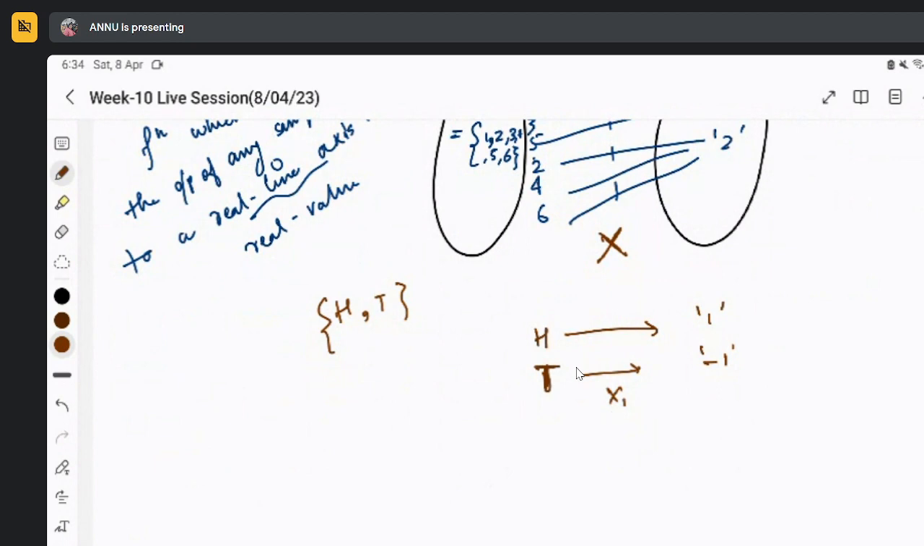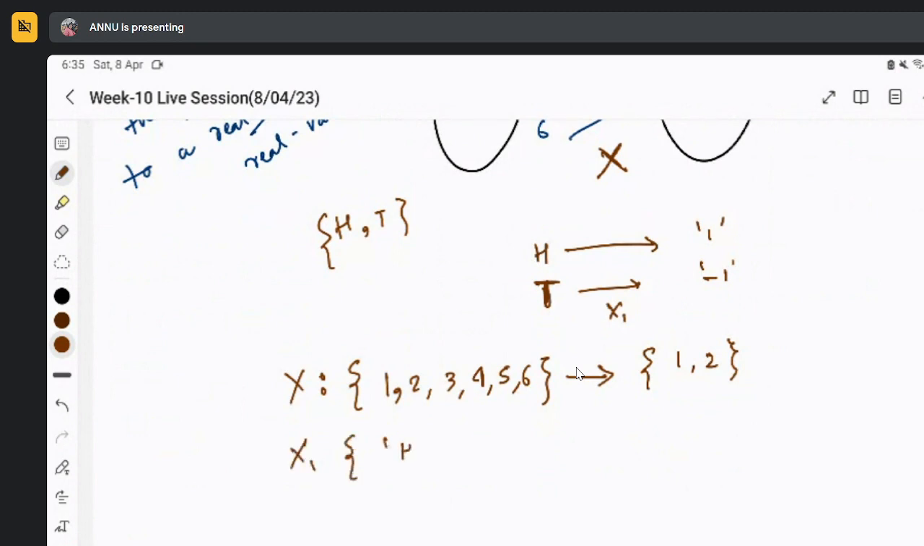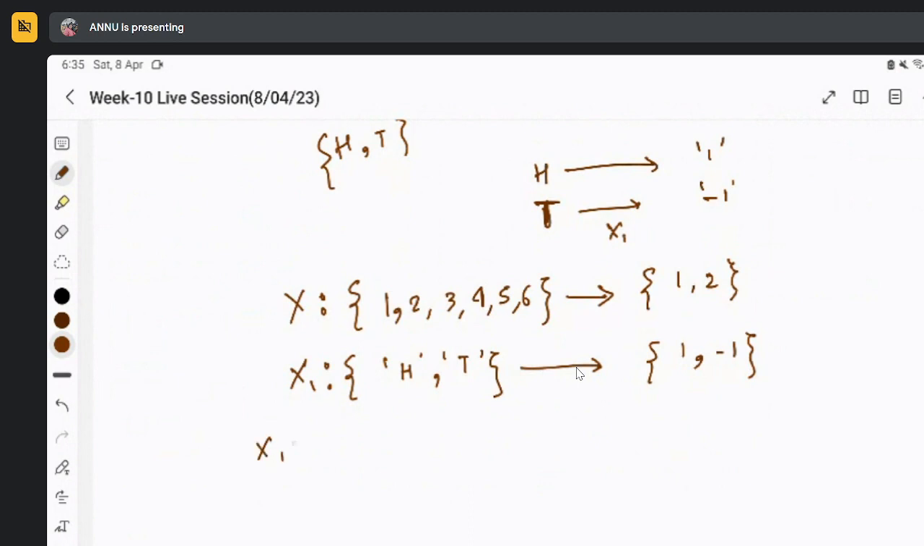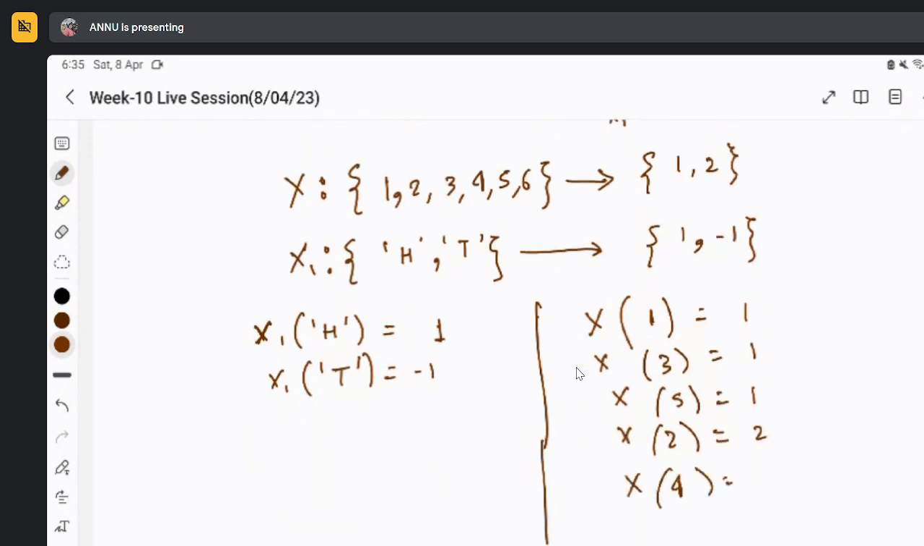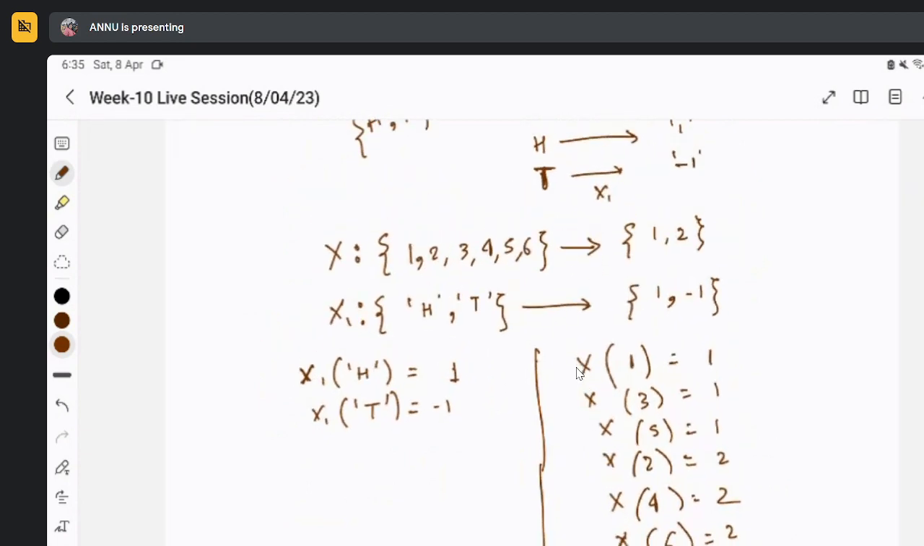So how will we write this X1 and X? X is a function which maps 1, 3, 5 to 1 and 2, 4, 6 to 2, and X1 maps H, T to 1 or -1. X1 has H equal to 1 and T equal to -1, and X has 1 as 1, 3 as 1, 5 as 1, and 2 as 2, 4 as 2, 6 as 2. So this is what the random variable does.